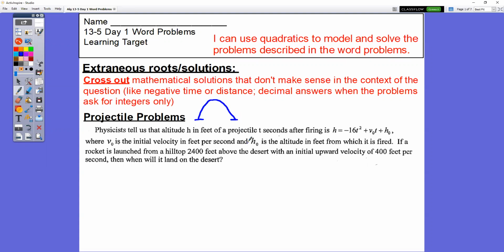We're dealing with parabolas. So this first question says, physics tells us that the altitude h in feet of a projectile t seconds after firing is h equals negative 16t squared plus vt plus h, where v is the initial velocity in feet per second and h is the altitude in feet from which it is fired. If a rocket is launched from a hilltop 2,400 feet above the desert with an initial upward velocity of 400 feet per second, then when will it land on the desert?